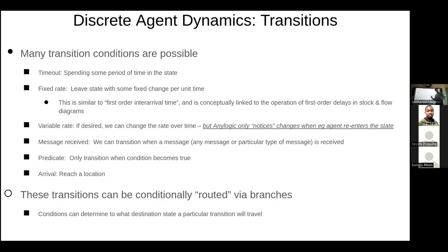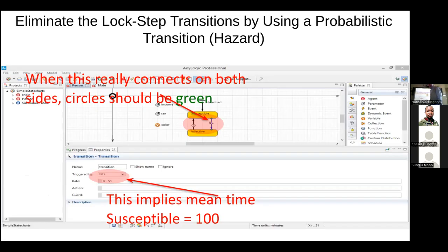A message transition, and again, this transcends anyLogic, is where we have agents communicating with messages. This will be a central theme shortly within our lectures, but inter-agent interactions via messages is one of the most common ways. A predicate transition, so I transition when something occurs and when I reach a location in mobility as I'm moving around. And it turns out transitions can be routed with branches.